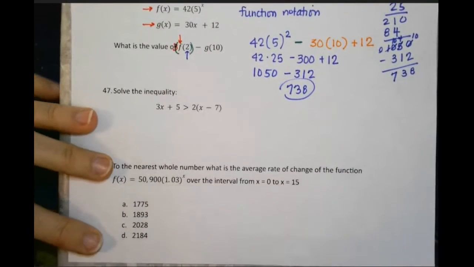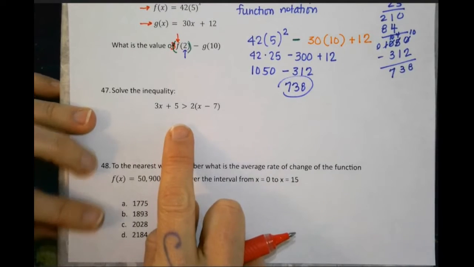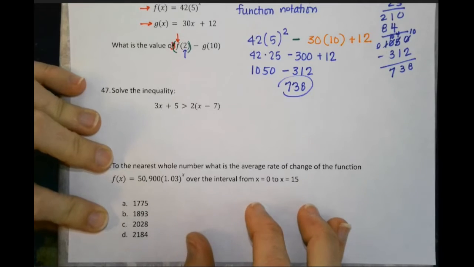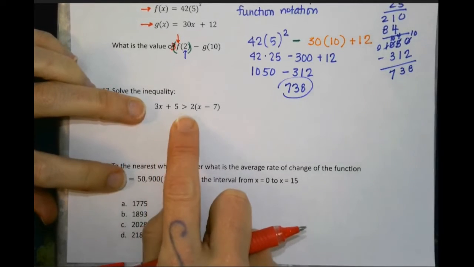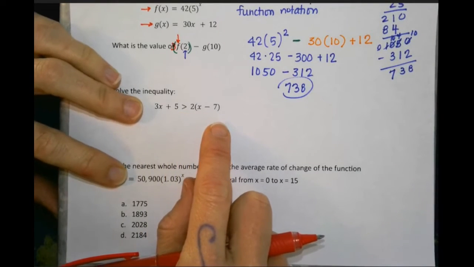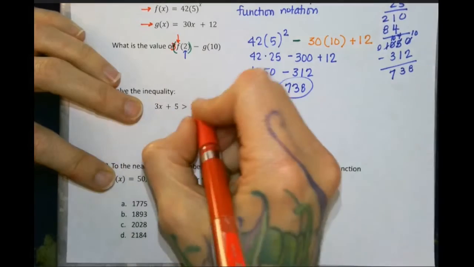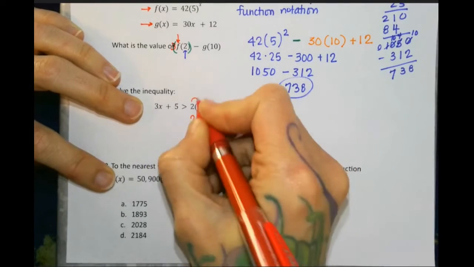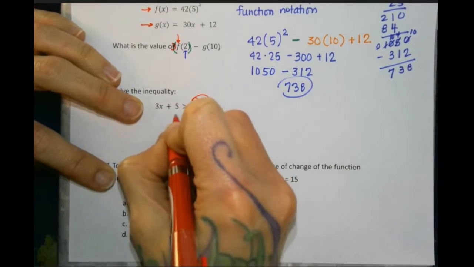All right, last but not least for this set, for this day, because I'm hoping you're doing these on your own as well. We're going to solve the inequality 3x plus 5 is greater than 2 times x minus 7. Please, please, please, if you did not already, pause the video right now and go try this and see where your mistakes are. So 2 times x is 2x minus 14. 2 times the negative 7 is the negative 14.